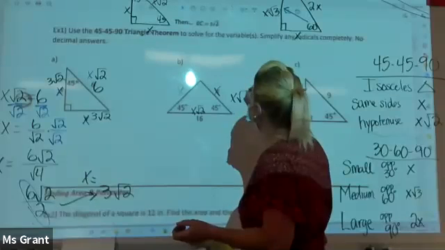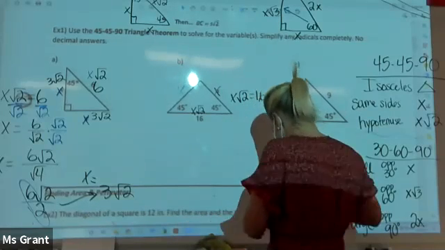You would put x rad 2 equals 16. Do the whole process. Get the x alone.